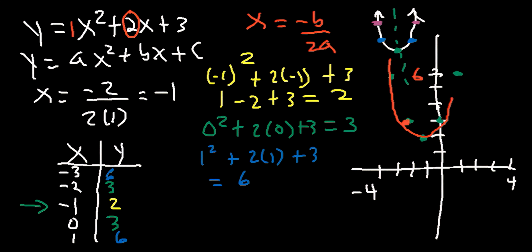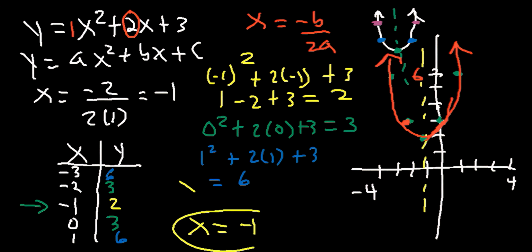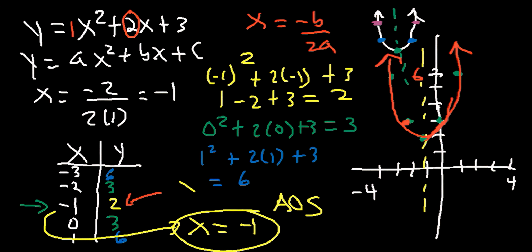I can't believe I missed this point. So that's a rough sketch. The axis of symmetry is this line right here. It's simply x equals negative 1. It's the x-coordinate of the vertex. So that's the AOS, axis of symmetry. If you need to find the minimum value, it's the y-coordinate of the vertex. It's right there. That's where the minimum is located.